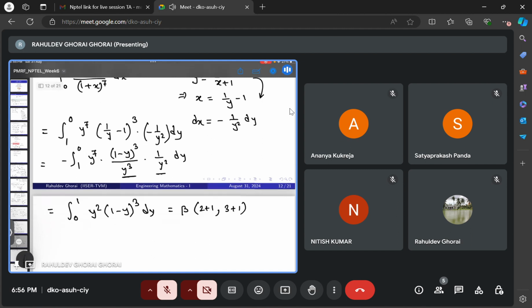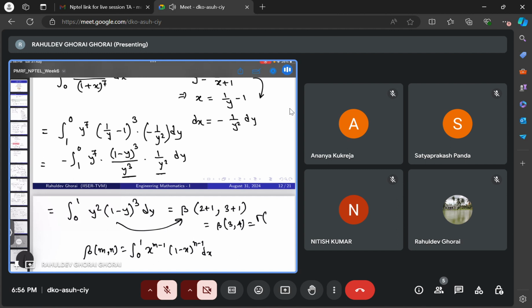What will be this beta function? The beta function at m, n is the integral from 0 to 1 of x to the power m minus 1 times 1 minus x to the power n minus 1 dx. So this quantity matches, and this beta will be y to the power 3 minus 1 times 1 minus y to the power 4 minus 1. So this is nothing but beta of 3, 4.